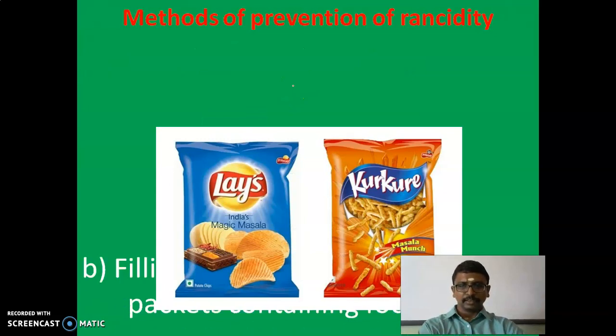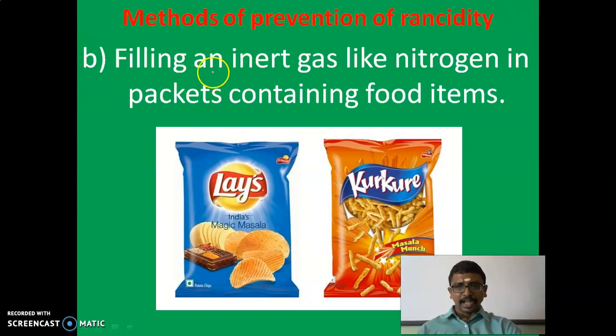And next is filling an inert gas like nitrogen in packets containing food items. When we pass some nitrogen in the food packets, it will prevent the rancidity. That's why in the shop you can see the Lays and Kurkure packets. Inside, some air is there, no? What is that gas? Yes, it's nitrogen. Filling an inert gas will prevent the rancidity.